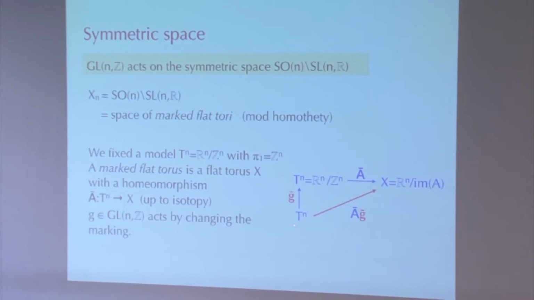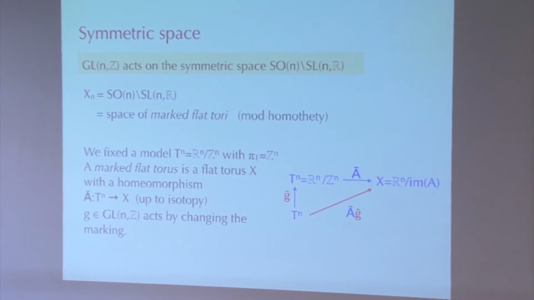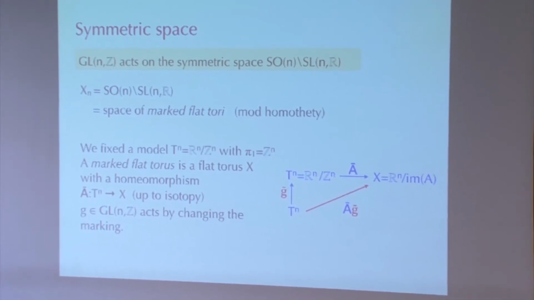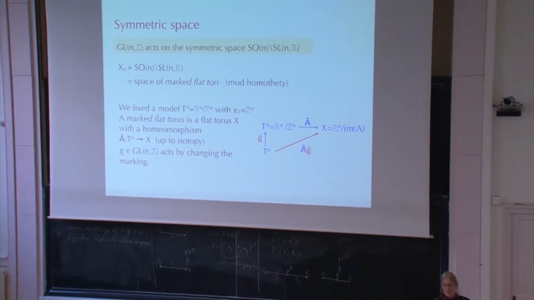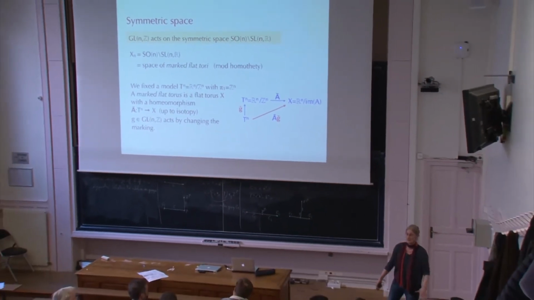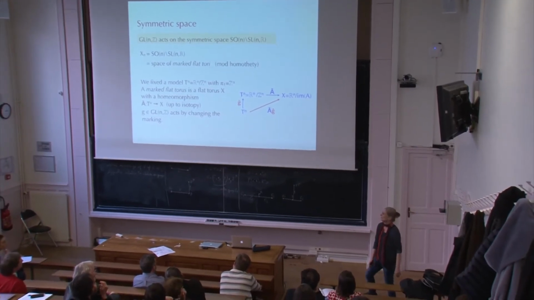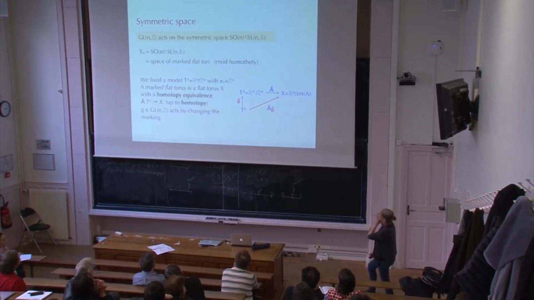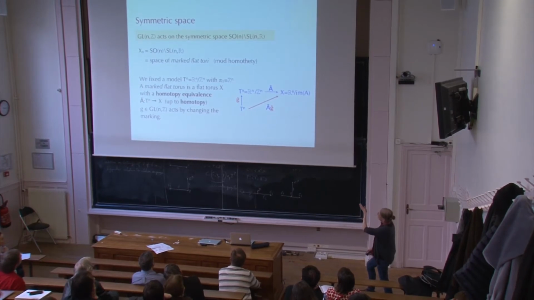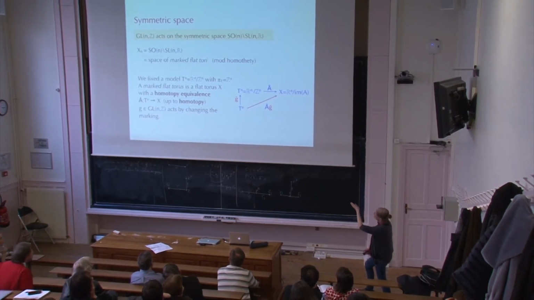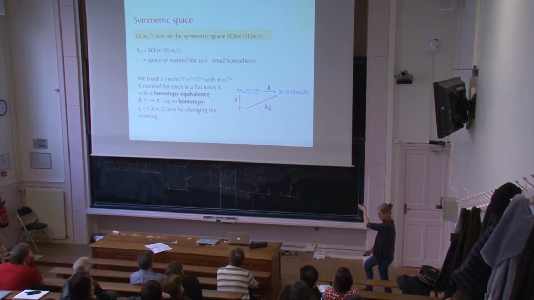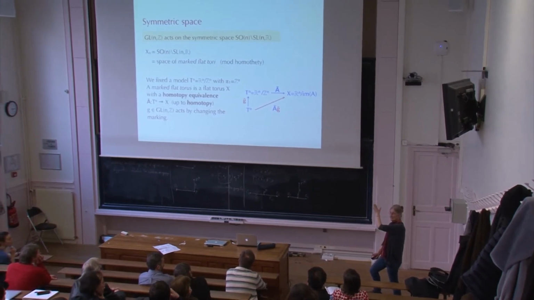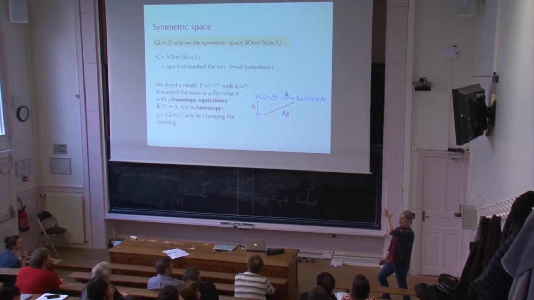And a group acts by changing the marking. A group element in GL_n(Z) acts by changing the marking. So if you'll accept this definition of a symmetric space, then I can tell you what outer space is in one slide. So we're going to do exactly the same. Oh yeah, sorry, one comment here: you can replace homeomorphism up to isotopy by homotopy equivalence up to homotopy if you like. Okay, now we can do outer space.